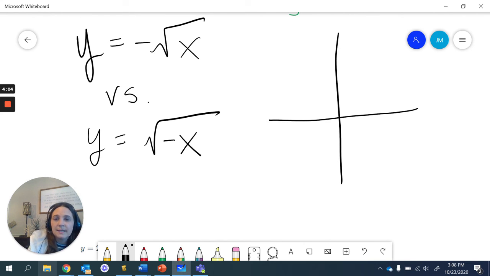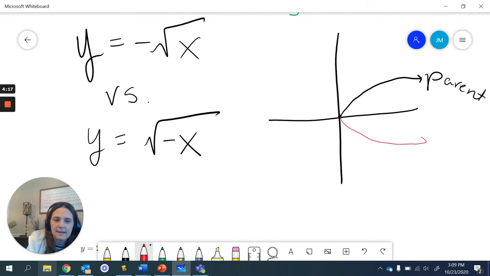So negative square root of x, so here's square root, here's my parent. A negative on the outside of the function is a reflection over the x-axis. So this is negative square root of x. A negative on the inside is over the y-axis. So over the y-axis would make this one look like that.